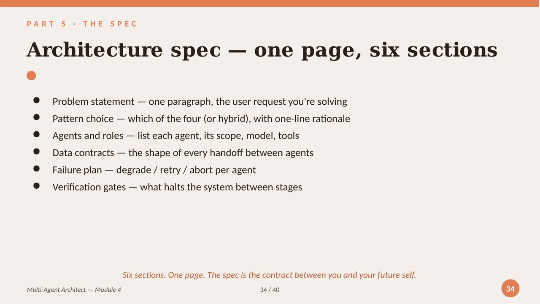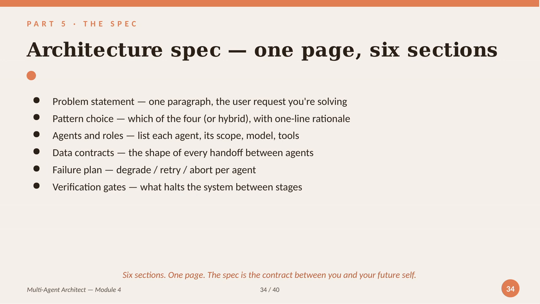The architecture spec. The deliverable for this module. 1 page. 6 sections. Problem statement. 1 paragraph. The user request you're solving, in their words, plus what good looks like. Pattern choice. Which of the 4 or which hybrid combination, and a 1-line rationale. Sequential outer pipeline plus parallel research stage, because research subtasks are independent but downstream stages depend on consolidated findings.